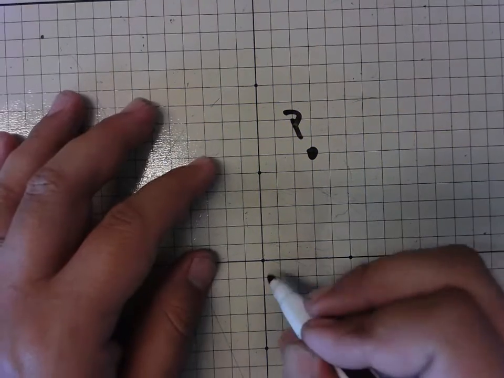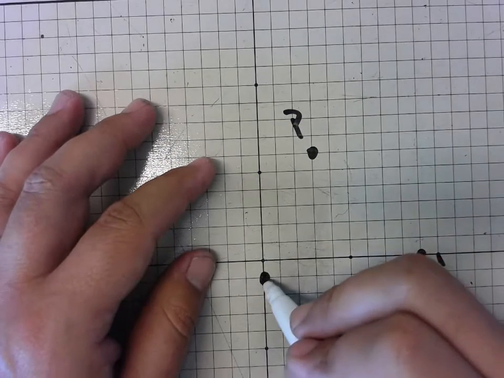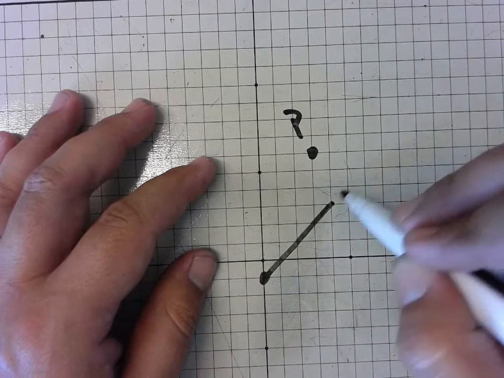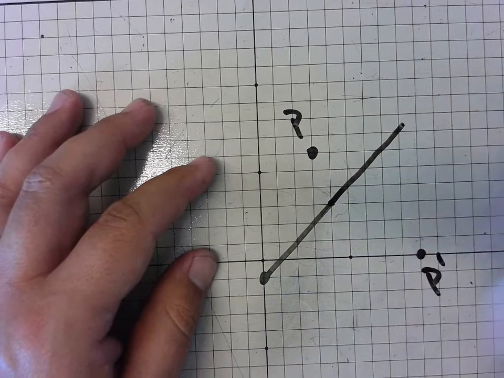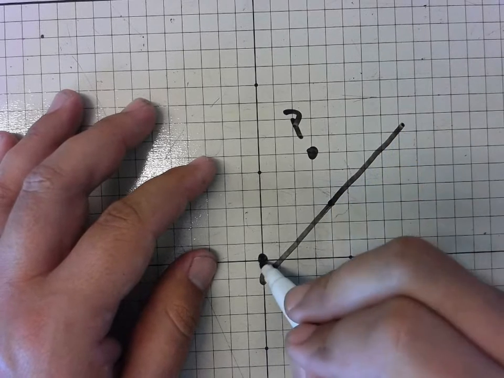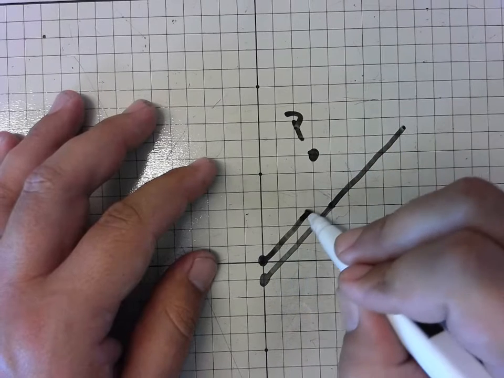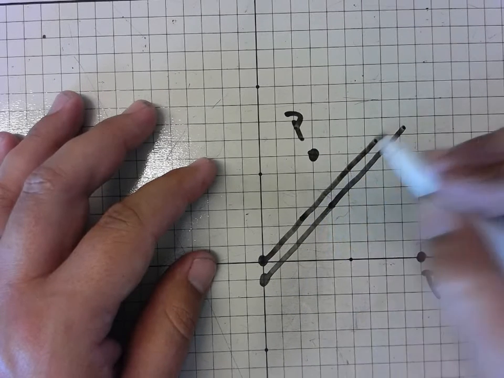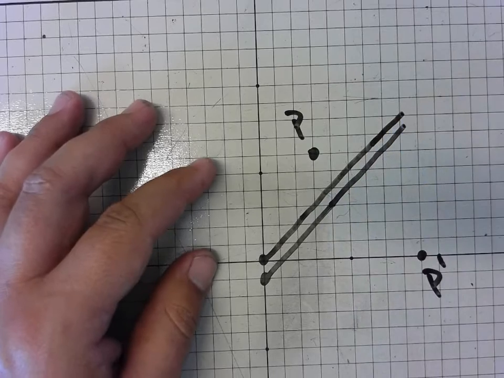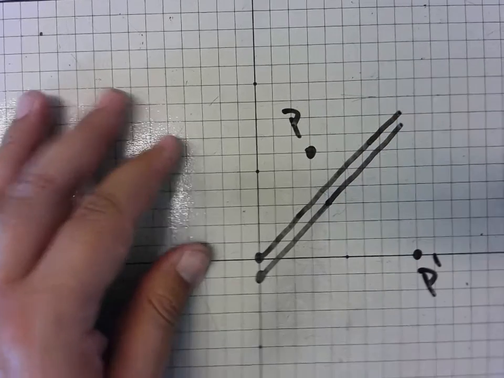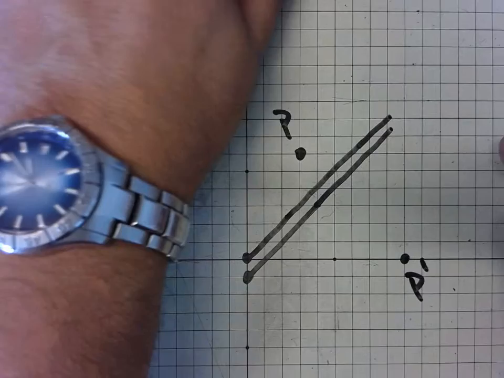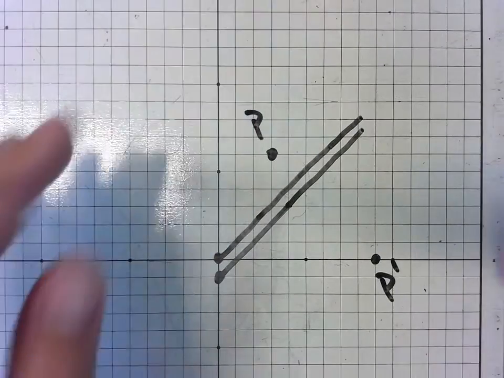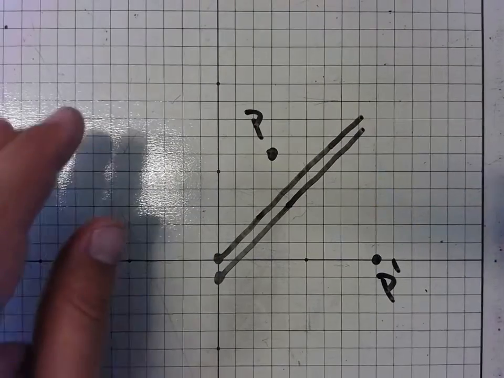Graph them. You have y equals x minus 1 with a slope of 1. You'll notice that all of them have a slope of 1. Why? Because they're all parallel to each other. Why? Because they have to be parallel to each other. Why? Because a translation is a combination of two reflections over parallel lines.